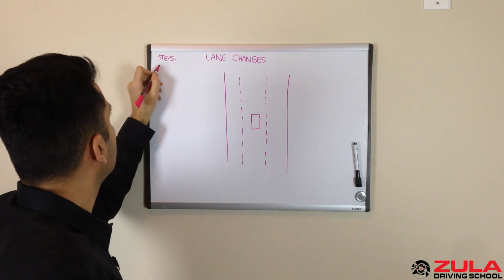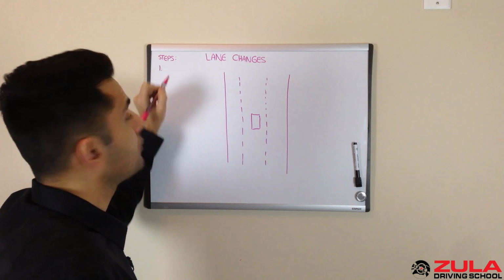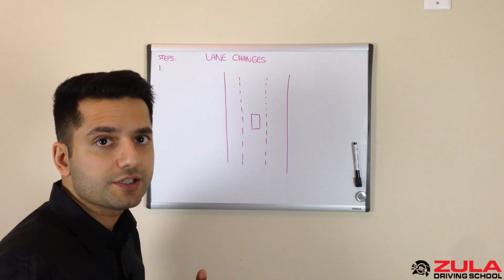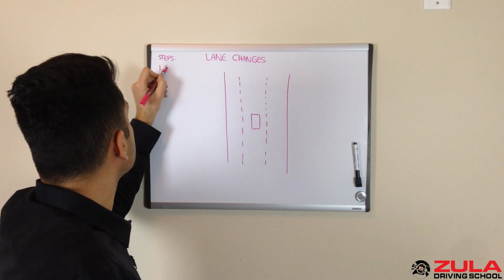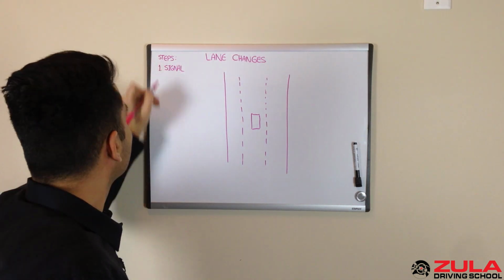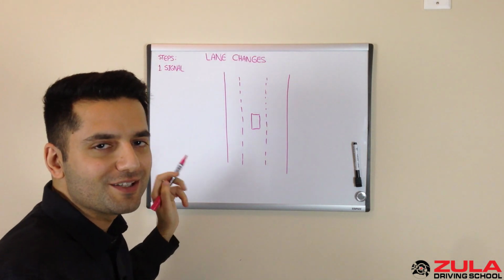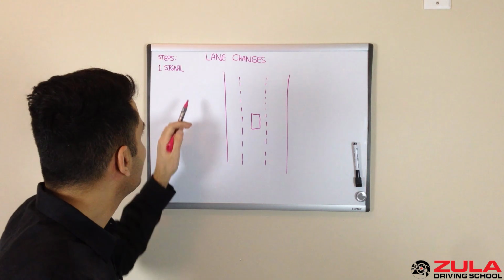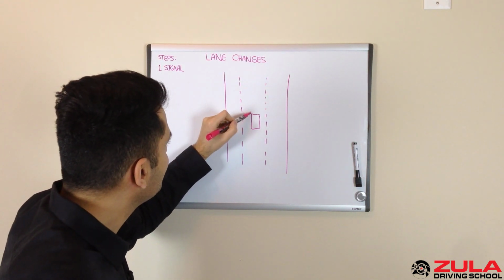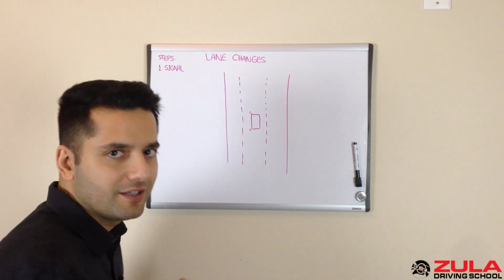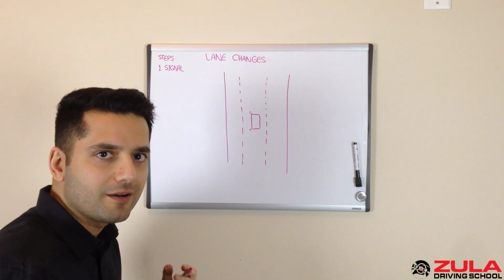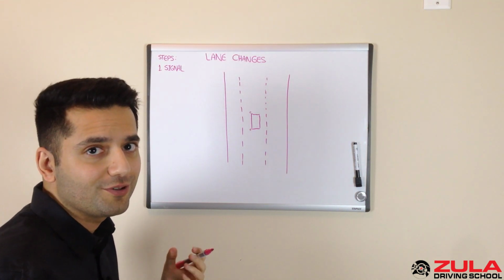So step number 1 would be to communicate your intention with other drivers. So signaling. Now, I think a lot of people just take this for granted, and it's probably one of the most important steps. When you signal and you let other people know what your plan is, chances are things will be a lot easier for you.